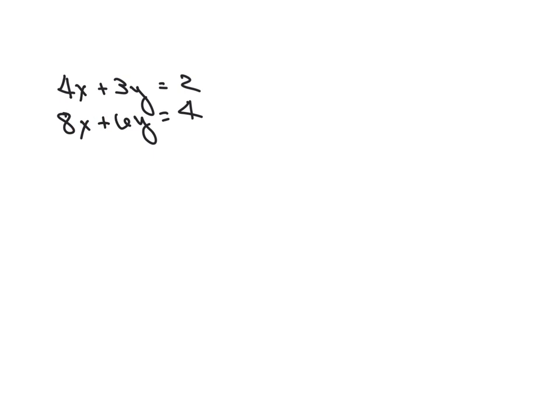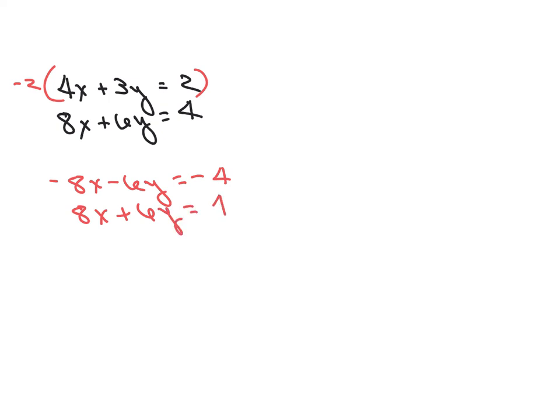But let's say that you looked at those and you didn't know they were the same equation. Well, let's go ahead and solve and see what we come up with. Okay, I want this to be a negative 8, so that when I add this, I get 0. So let's multiply the whole top problem by negative 2. So I get negative 8x minus 6y equals negative 4.